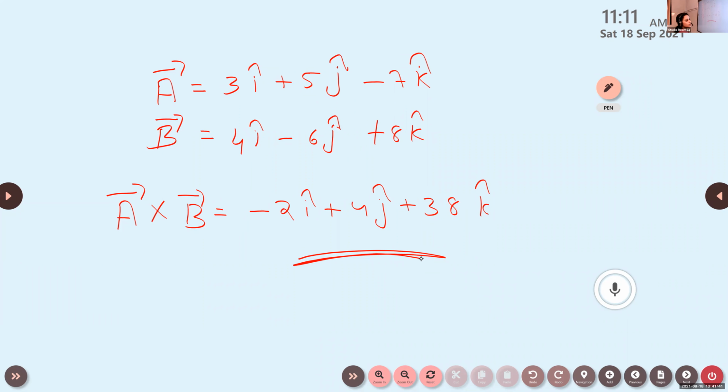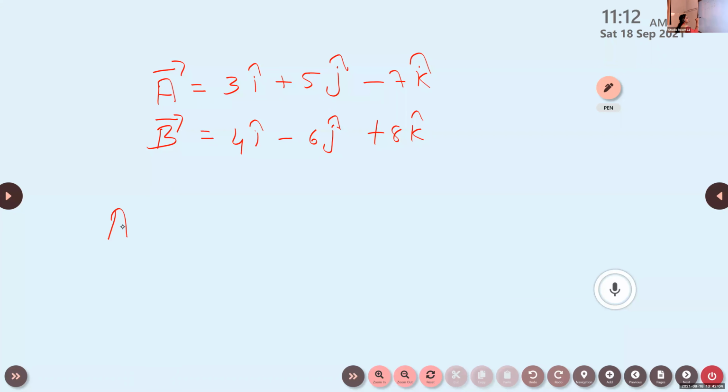Did you complete the homework or not? Malavika Prabil, what about your answer? Ma'am, I got negative 2I cap, minus 44J cap, minus 38K cap. Okay, anyway, we can do this in our class.